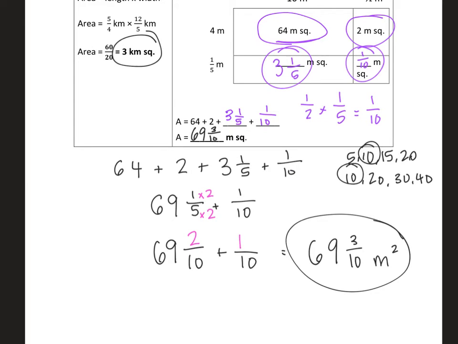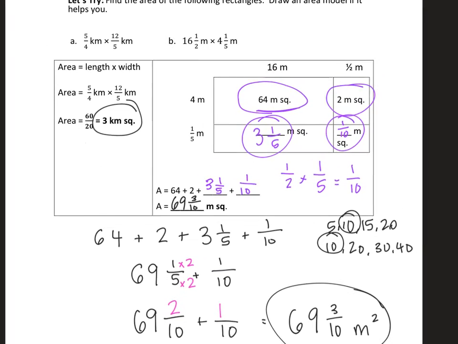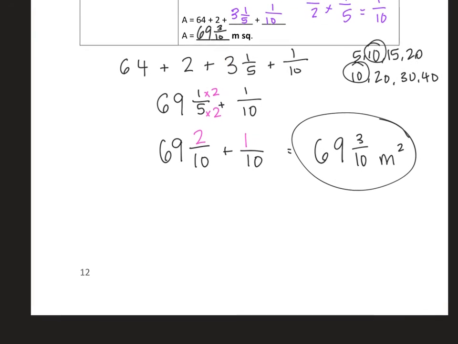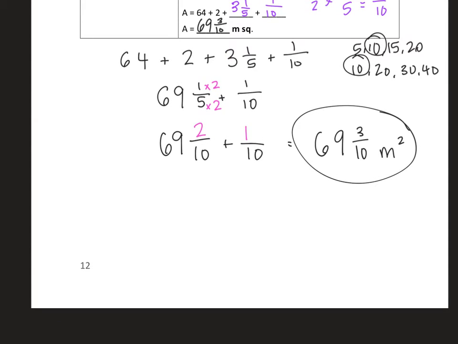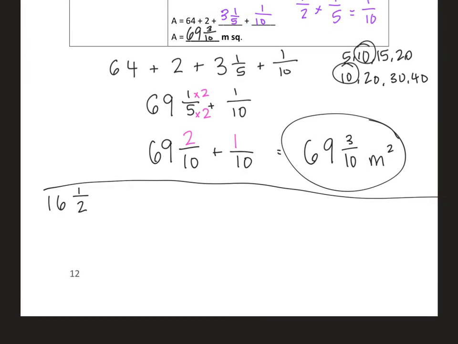Okay. Now, I could have also solved this using the distributive property. I'm not going to go through the whole thing and solve, but I will show you how to write it as the distributive property just to give you that extra practice again. All right, so the problem was 16 1/2 times 4 1/5. What did I just do? 16 1/2 times 4 1/5.